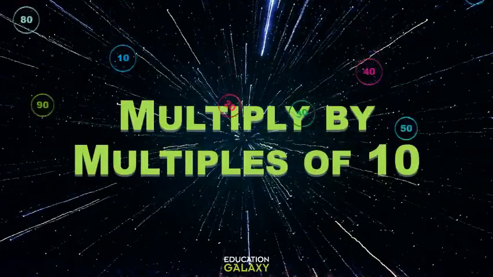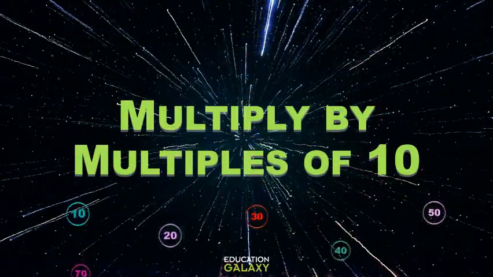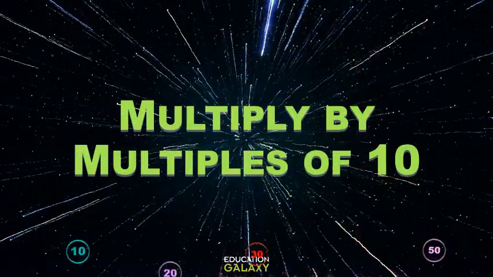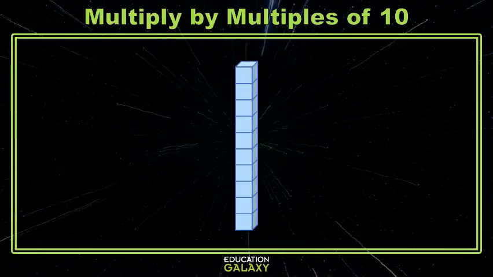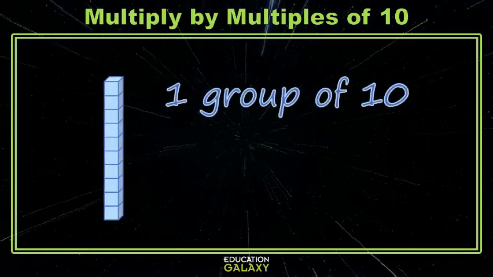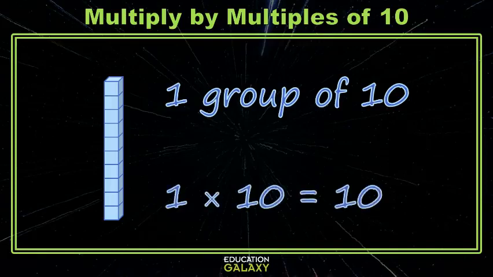Hey everybody, today we are multiplying by multiples of 10, which is not only fun to do, but it's fun to say. So you remember this model. It's 10 little cubes stacked up on each other to represent one 10. So what we have here is one group of 10 little cubes, which gives us a total of 10. And we know that we can write one group of 10 as 1 times 10. And that gives us 10 of those little cubes.